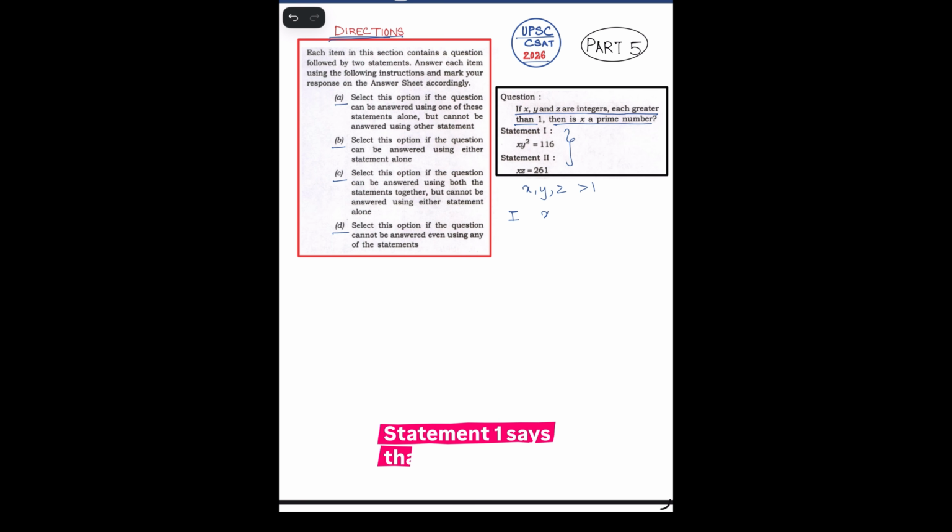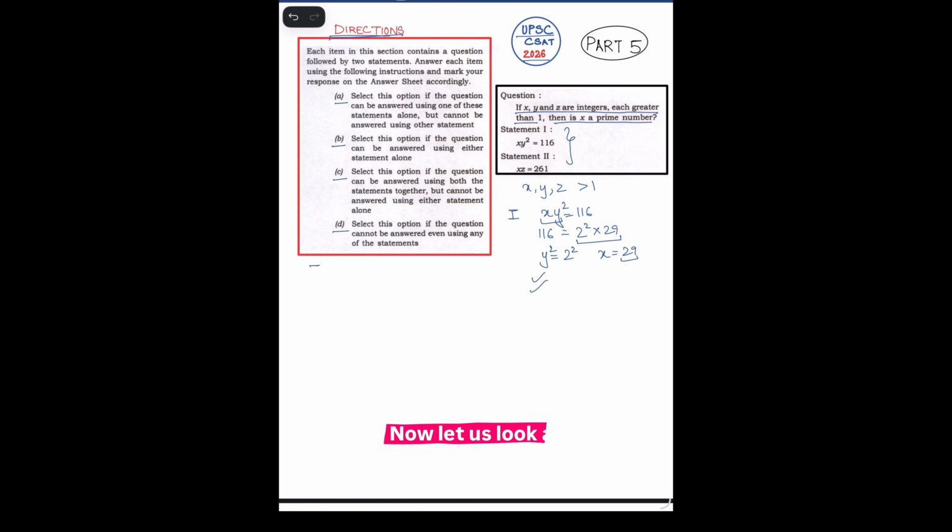Statement 1 says that x y square is equal to 116. So let us do the prime factorization of 116. 116 is equal to 2 square into 29. So looking at x y square and 2 square into 29, it is clear that y square is equal to 2 square and x is equal to 29. Since 29 is a prime number, statement 1 alone is sufficient to answer whether x is a prime number or not.